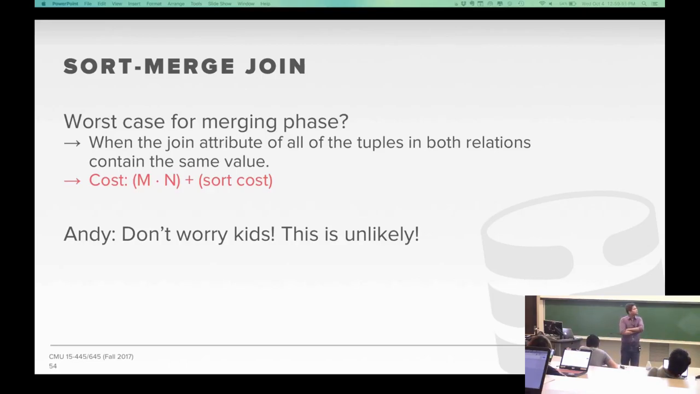What is the extra sort cost over there? So the extra sort cost is the cost of actually sorting these two tables if they are not already in sorted order. So this m into n basically represents the merge cost.